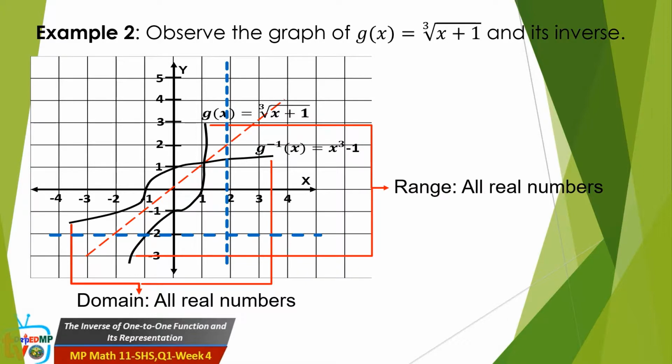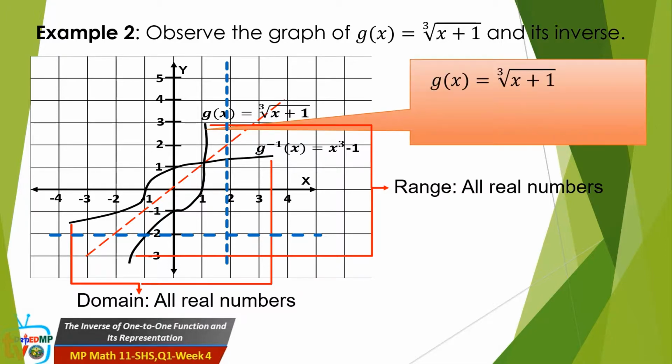To summarize the domain and range of function g of x and its inverse function, in the function g of x, the domain is a set of real numbers such that negative 2 is less than or equal to x, then x is less than or equal to positive 2. And the range is a set of all real numbers.